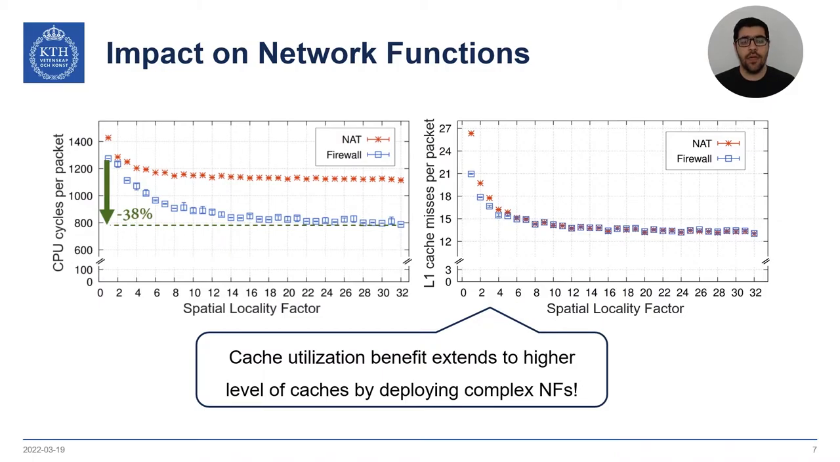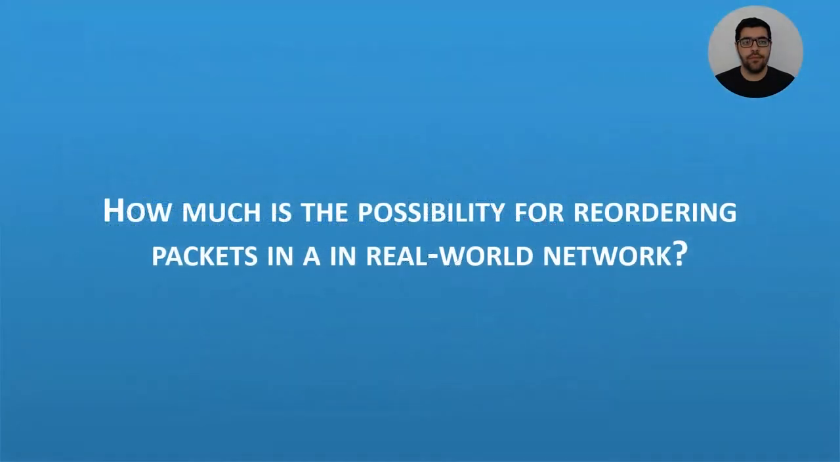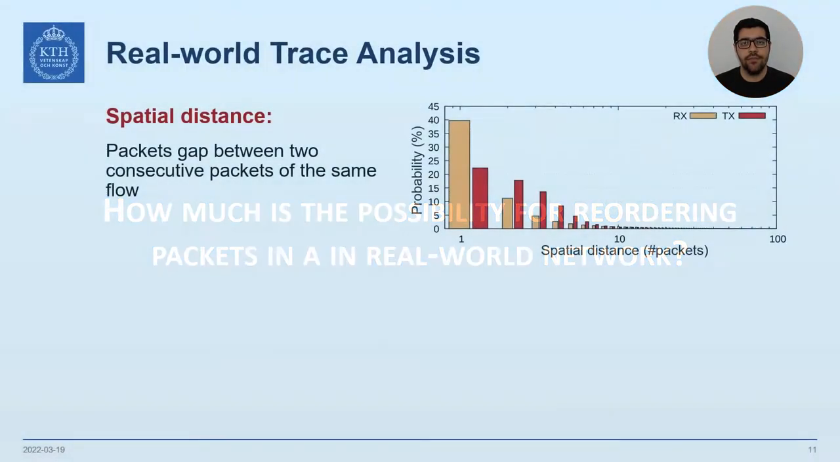This experiment, along with two more that you can read in the paper, confirmed that the impact of packets' flow level order on the performance of network functions and applications is not negligible. But the other important question is: can we exploit this opportunity in the real world and somehow reorder incoming packets?